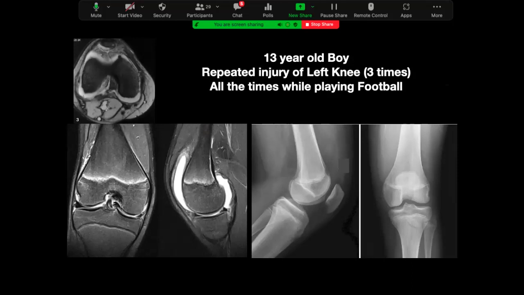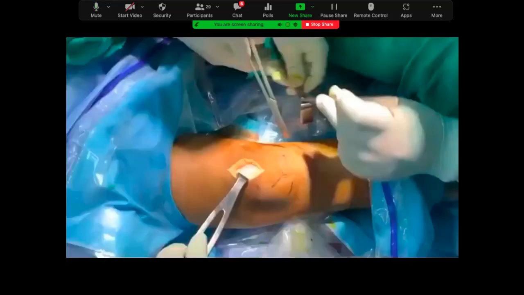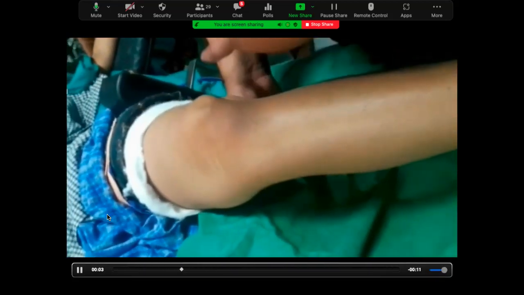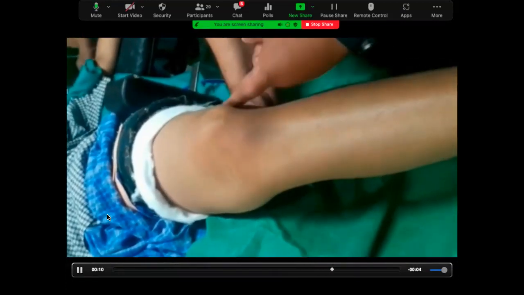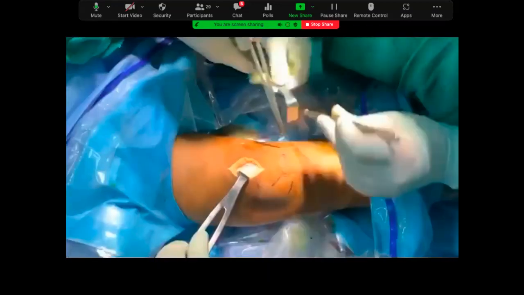So let us start with a very straightforward case: a 13-year-old boy, repeated injury of the left knee, 3 times in number, all the times while playing football. He was keen on going back to football. When he came to us and we examined him, I don't have his X-ray pictures or videos, but this was in the operation theater. So he had this patellar dislocation. We did a simple MPFL reconstruction for this patient.